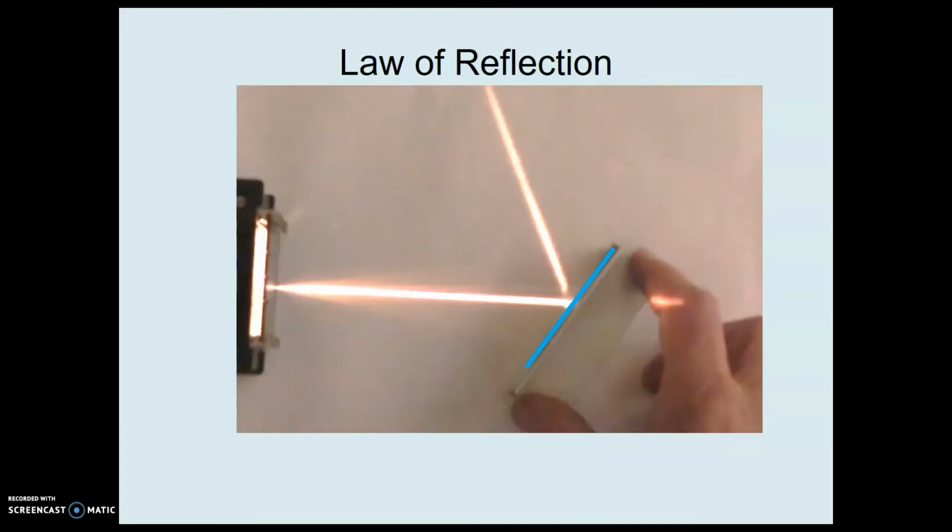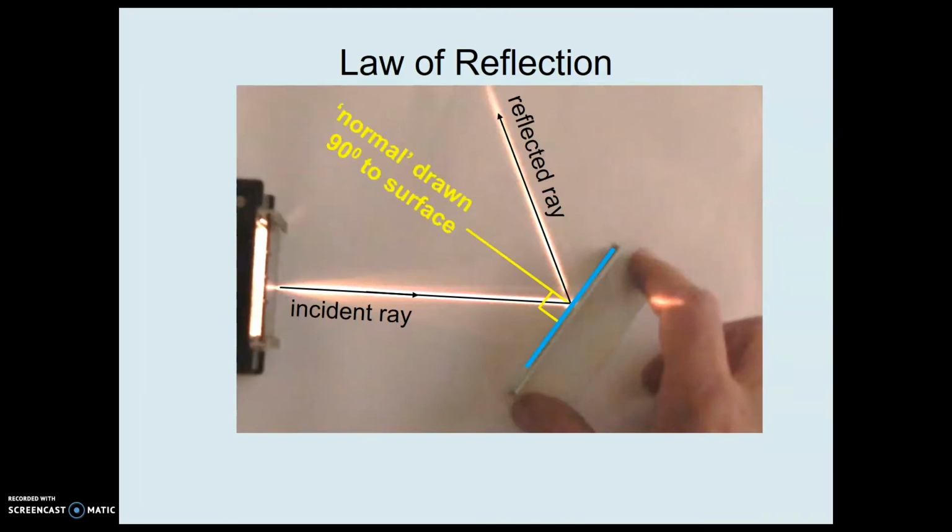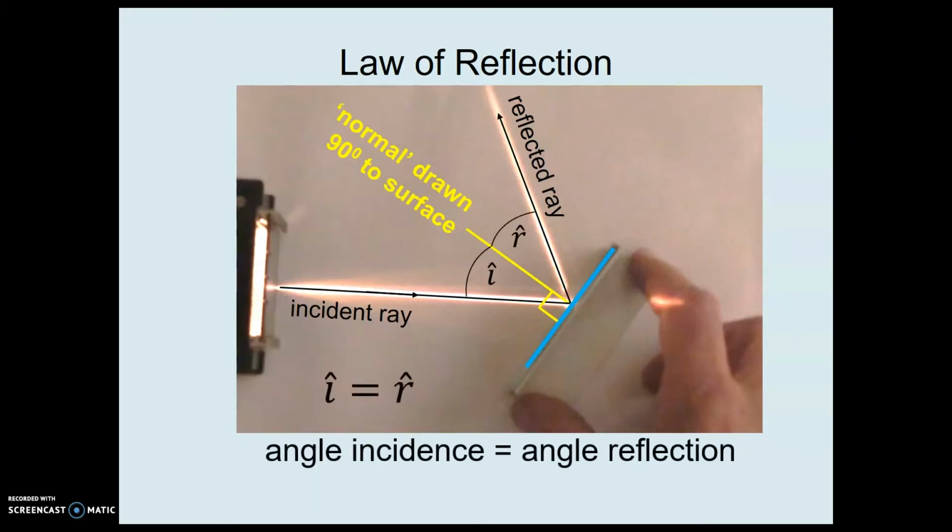We've just seen this situation. Let's put a blue line where the mirror is, and we see the incoming ray, which we call the incident ray, and the reflected ray. If we draw a normal line that's at right angles to the surface at the point where it strikes the mirror, then we can define the incident angle and the reflected angle, and the law of reflection says that those two are always equal.